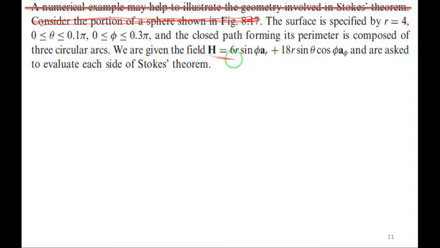We are given with the field H vector is equal to 6r sin phi into ar plus 18r sin theta into cos phi. Means this is Hr into ar. H vector is equal to, general I will write, Hr into ar plus H theta is absent, means H phi into a phi. But what about H theta? It is not given. H theta is 0 here, right? Hr is 6r into sin phi. H phi is 18r sin theta cos phi, right? H theta is 0. And it is asked to evaluate each side of Stokes theorem.